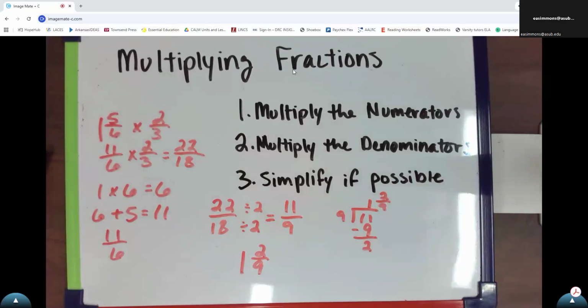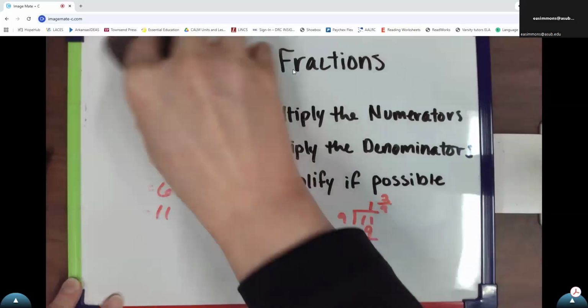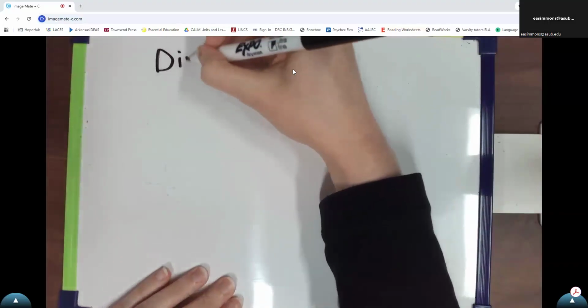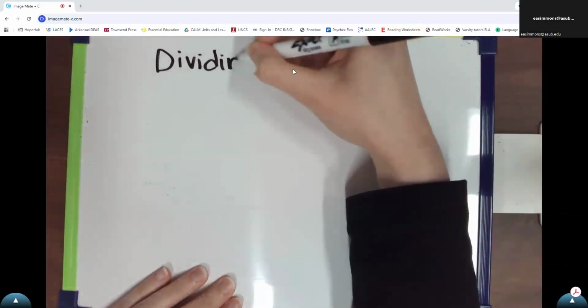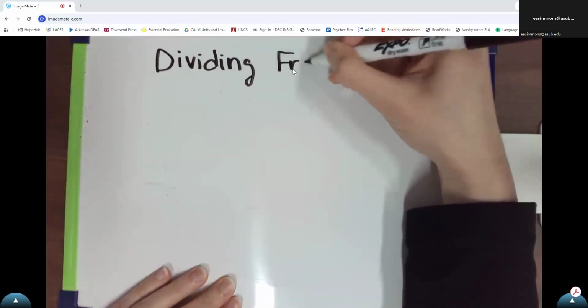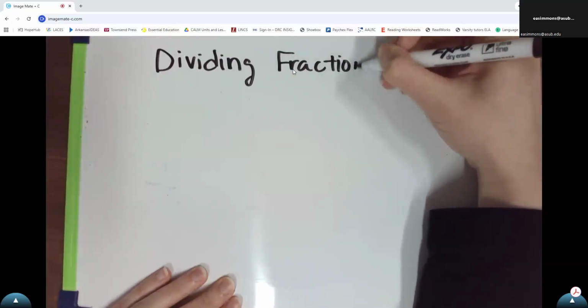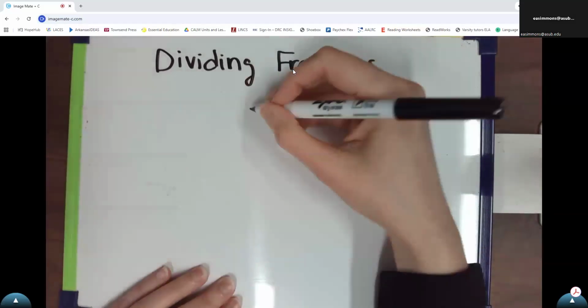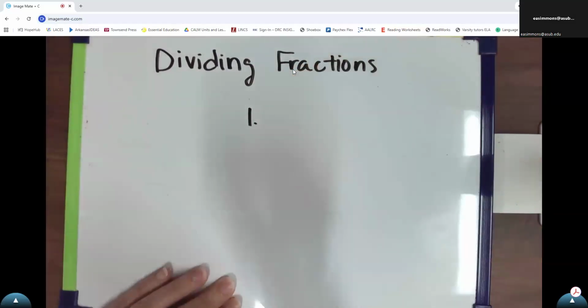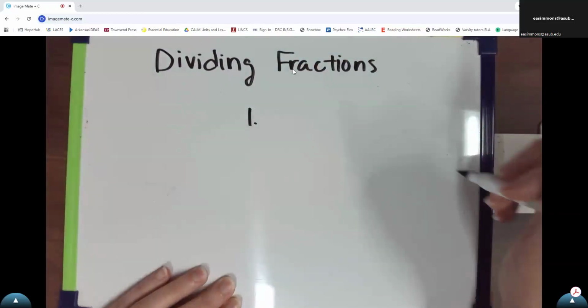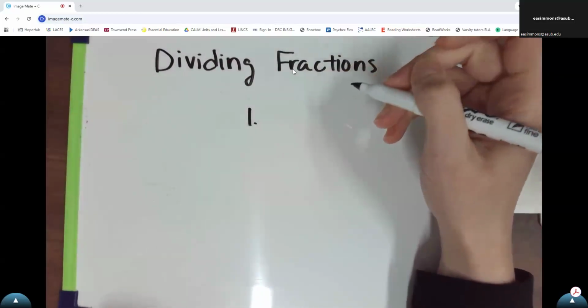All right, so that's multiplying fractions. Let's look at dividing fractions. When we divide fractions, it's pretty similar to multiplying fractions. We're going to break this into 3 steps, just like we did with multiplying. So first, we'll change our second fraction into a reciprocal by flipping it.